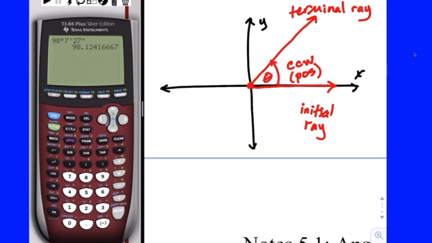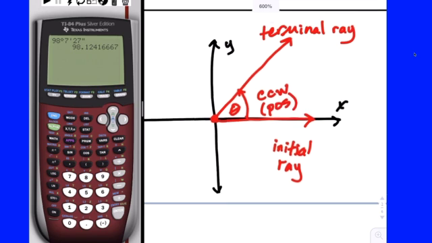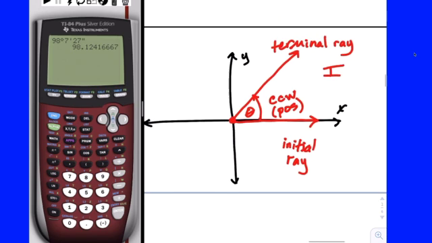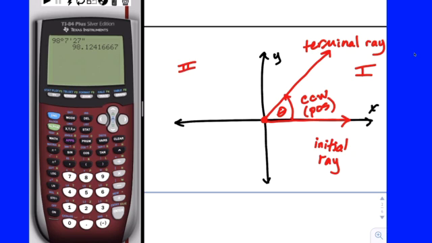It has an initial ray, which is always, always, always on the positive x-axis, and the terminal ray can land anywhere. We designate the counterclockwise direction as positive, because that gets us to rotate through quadrant 1 first. And notice if I keep rotating, I get my quadrants labeled 1, 2, 3, 4. If you've ever wondered why the quadrants are labeled like that, it's because of the way that we designate a positive angle.